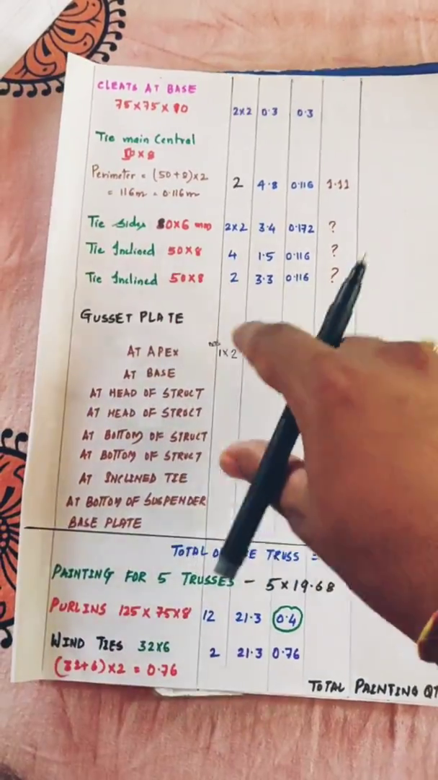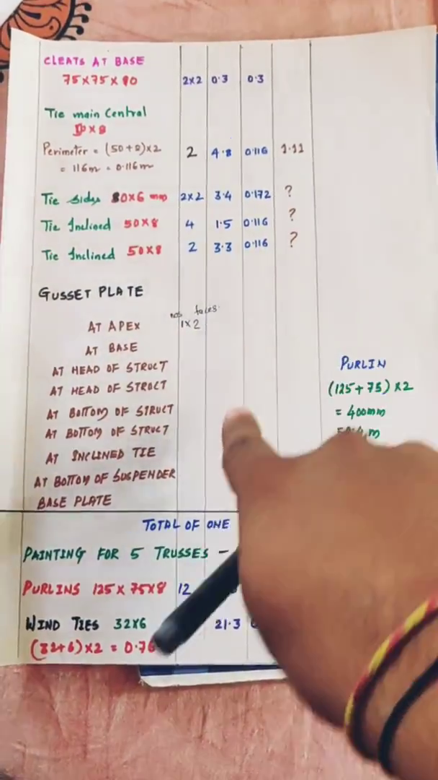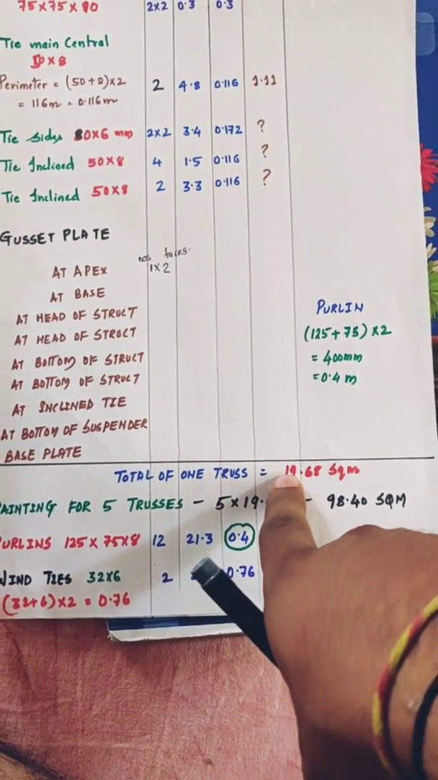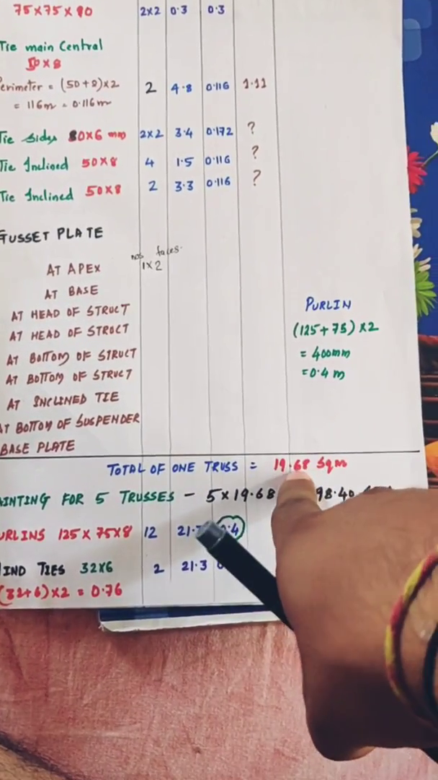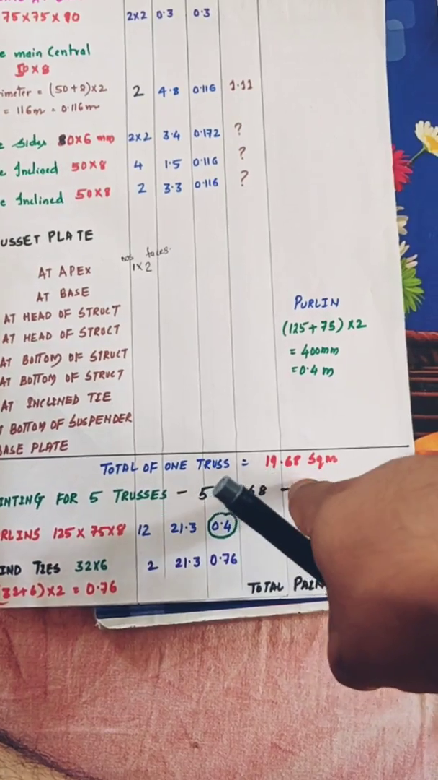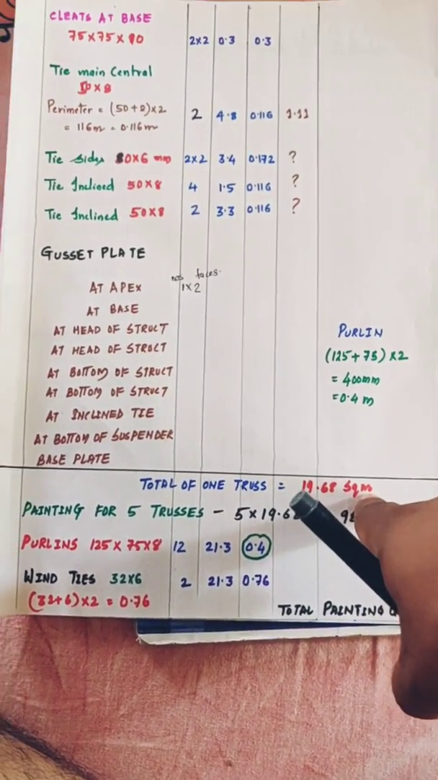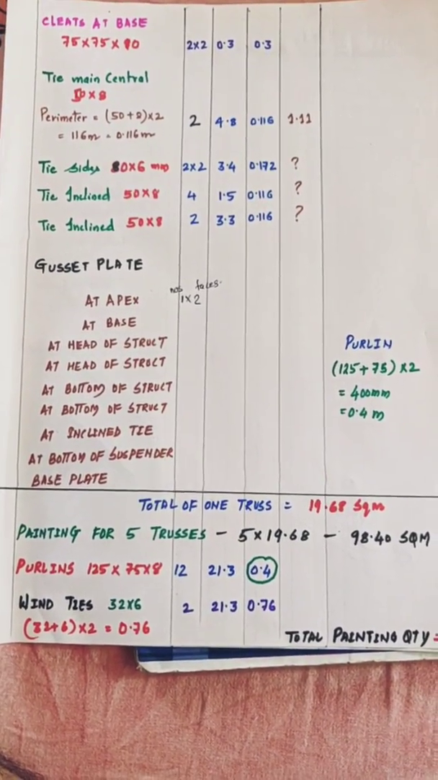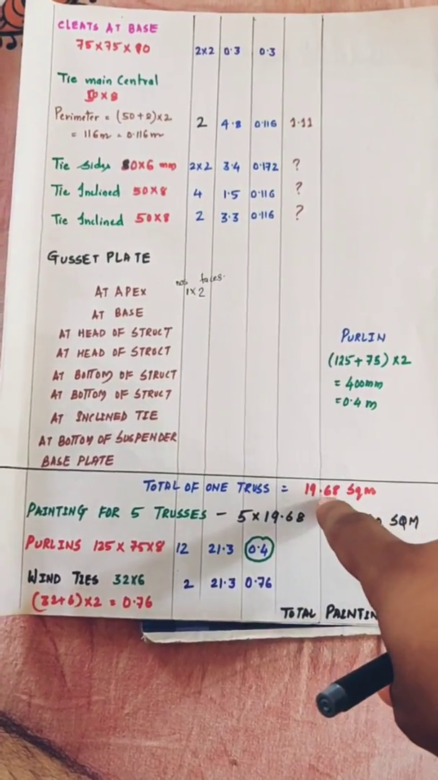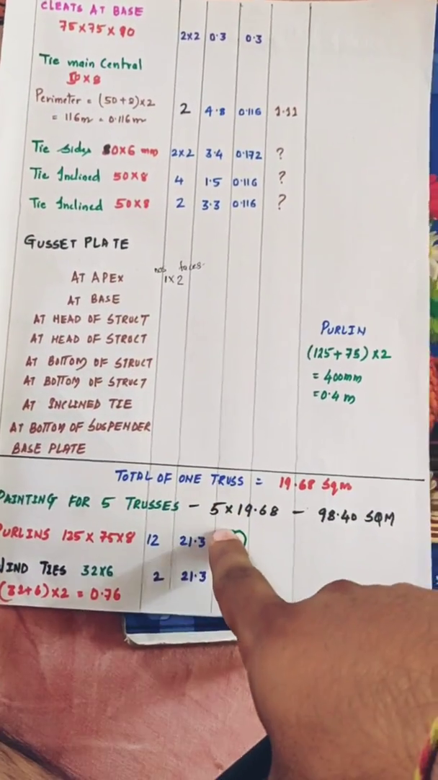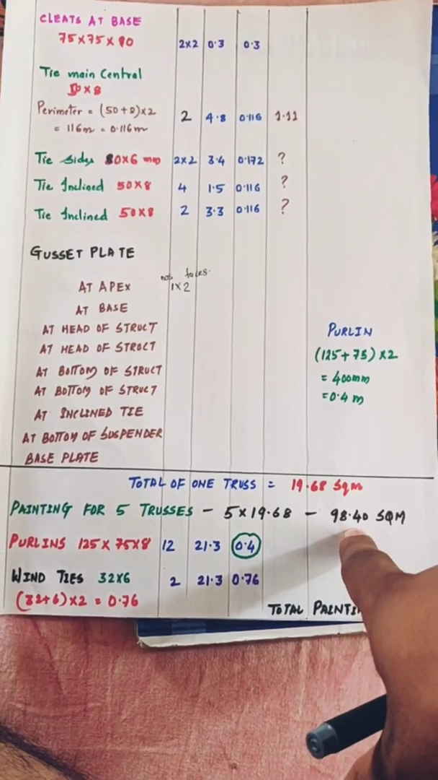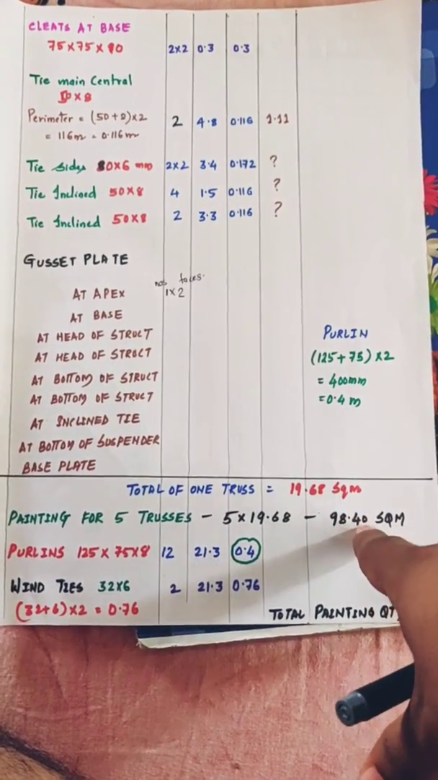The rest will remain the same, the size of the gusset plate. Similarly you go on doing with the other parts, right? Once you calculate, your total quantity of painting work for one truss should come out to be 19.68 square meters. Then once you get the quantity of one truss, multiply that with the number of trusses, and you will get the total quantity of painting for 5 trusses.